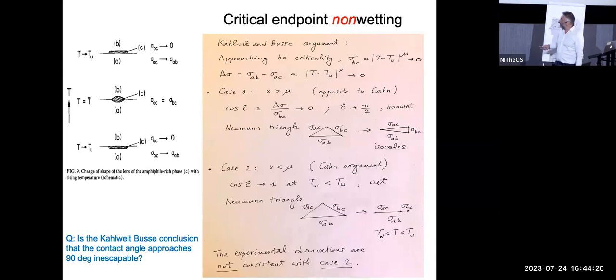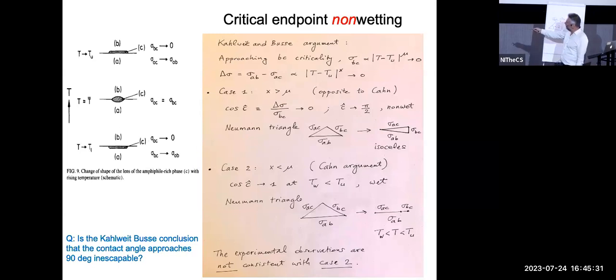Okay? And they also had one argument that is exactly the Kahn argument, which they added in their discussion. So this is their Carl, White, and Busse argument, where the contact angle goes to 90 degrees because the exponent of vanishing of this difference is greater than the exponent of the vanishing of the alpha beta interfacial tension. And here is the Kahn argument where it's the other way around. Now, start thinking. So they distinguish case one: this exponent is greater than the interfacial tension exponent. Case two, which is the Kahn argument: this exponent is less than the interfacial tension exponent. And they concluded that their experimental observations are not consistent with case two, which is the Kahn argument case. They do not observe this.